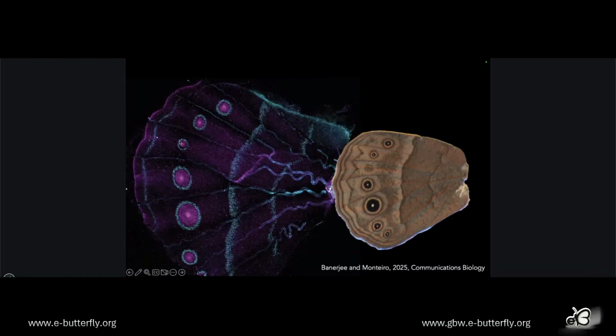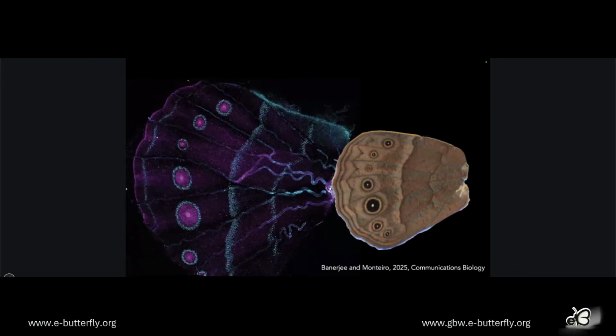And so here we are tagging two different genes. We're tagging Spalt in purple here, and we're tagging another gene called optix in cyan. And so we can see that the bands in the middle of the wing here, which we call the central symmetry system, are being tagged, or the edges of the bands are being tagged with optix, and the orange rings of the eye spots are being tagged with optix, and the black area of the eye spot is being tagged with Spalt.